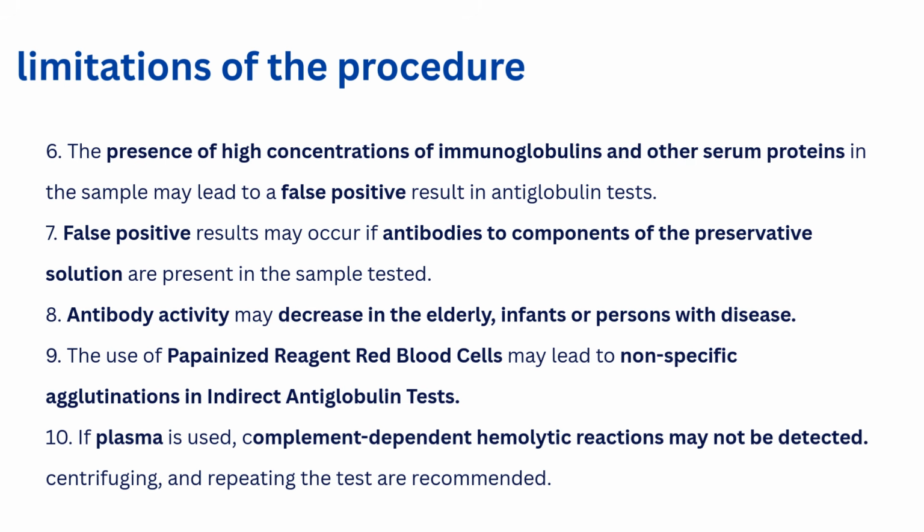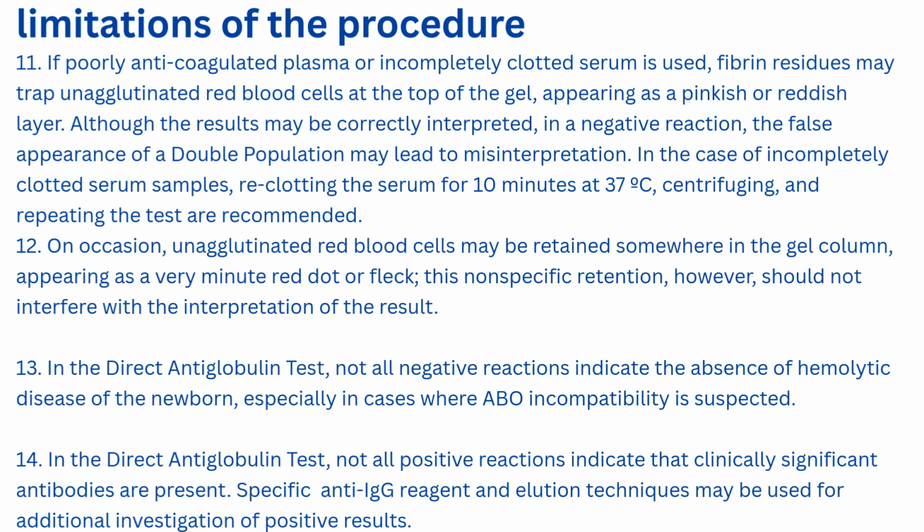Seven, false positive results may occur if antibodies to components of the preservative solution are present in the sample tested. Eight, antibody activity may decrease in the elderly, of course, infants, or persons with underlying disease conditions. We also have the use of papainized reagent red blood cells, which may lead to non-specific agglutinations in indirect antiglobulin tests, and if plasma is used, complement-dependent hemolytic reactions may not be detected. So centrifugation and repeating the test are highly recommended.